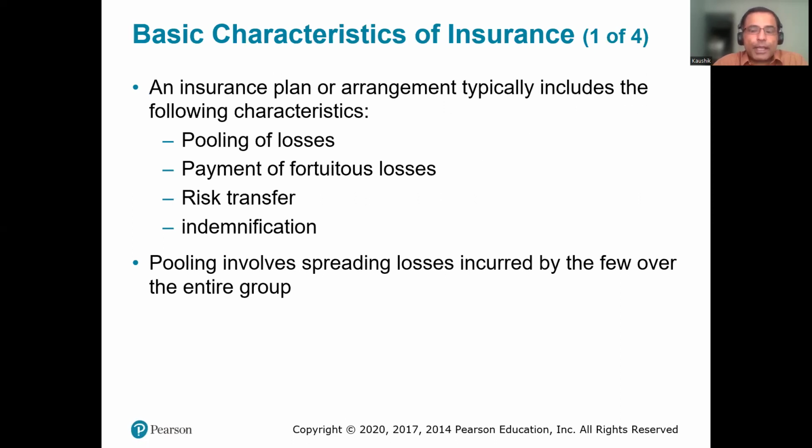So what are the basic characteristics of insurance? Pooling of losses, payment of fortuitous losses, risk transfer, and indemnification. Pooling of losses means a large number of entities, individuals or businesses are taking insurance and few of them are suffering losses. So the losses are spread across a large number of customers.